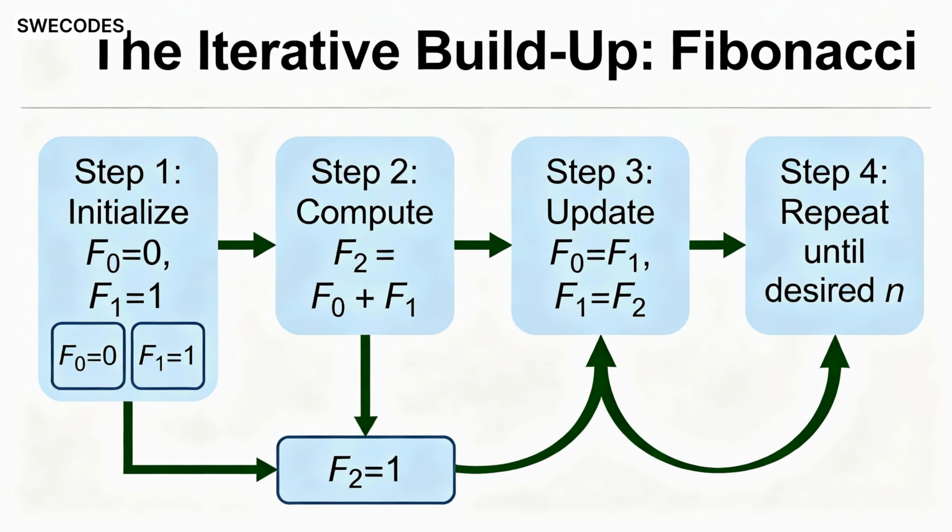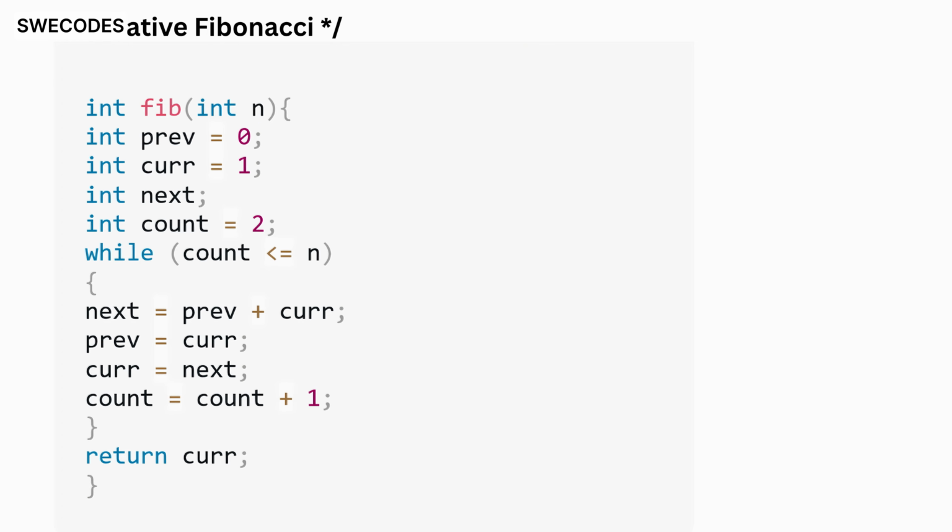The iterative buildup: Fibonacci. Let's look at a perfect example, an iterative Fibonacci sequence generator. Instead of working backwards from the number we want like recursion, this builds forwards from the beginning. Iterative Fibonacci: int fibonacci(int n). int previous = 0, int cur = 1, int next, int count = 2, while count less than or equal to n. next = previous + cur, previous = cur, cur = next, count = count + 1, return cur.